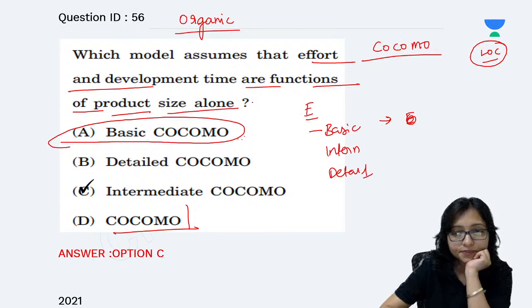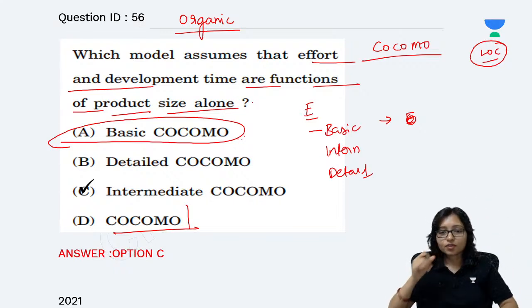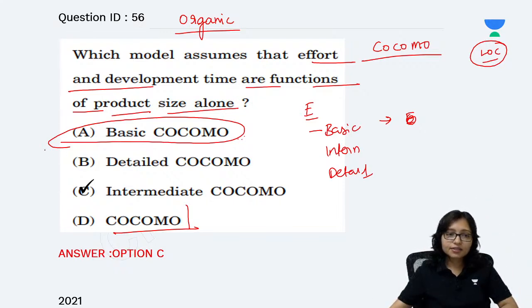Clear? I hope it is clear now. Why is it the answer? So basic COCOMO will be the answer.